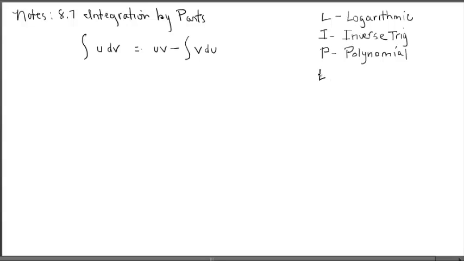LIPET: L, I, P, E. You probably see where this is going. E would be some sort of exponential function. And T stands for trig, trigonometric.